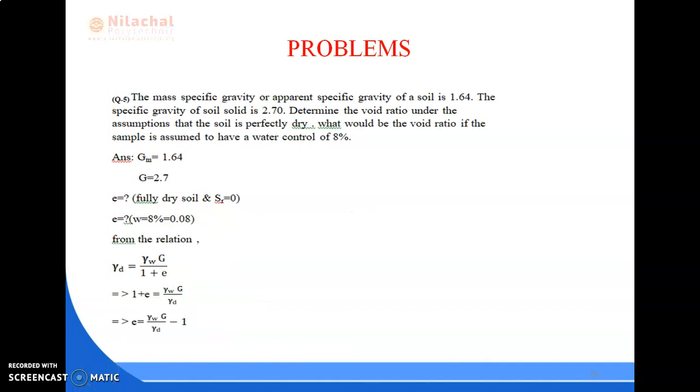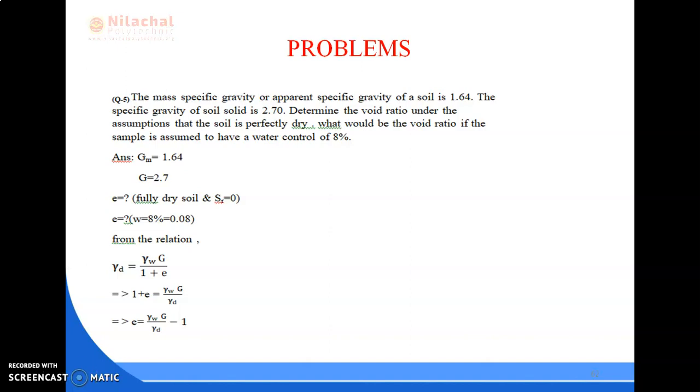So the problem is completed. The next question, number 5. The mass specific gravity or apparent specific gravity of soil is 1.64. The specific gravity of soil solids is 2.70. Determine the void ratio under the assumption that the soil is perfectly dry. What would be the void ratio if the sample is assumed to have a water content of 8%?